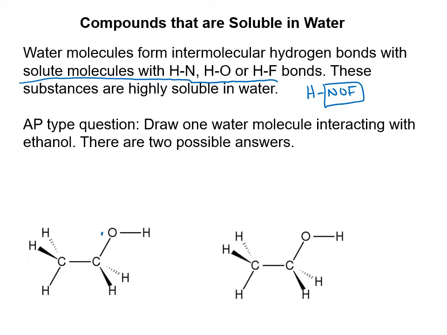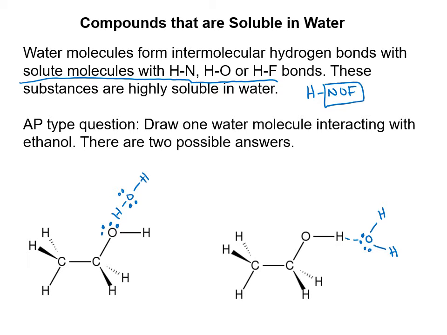So first of all, let's put the lone pairs in here. And first we'll show a water molecule interacting with the lone pair on the oxygen. So that is one possible answer. Now we also could show this hydrogen atom interacting with a water molecule, or with a hydrogen on the other molecule.